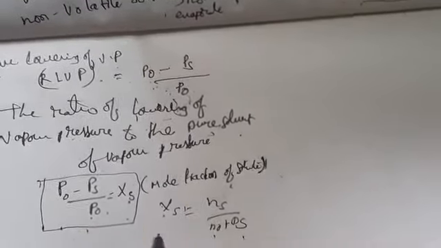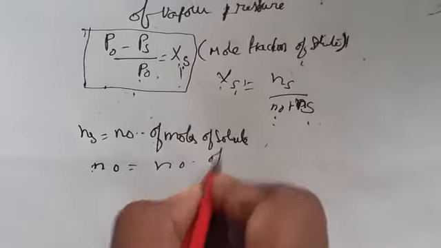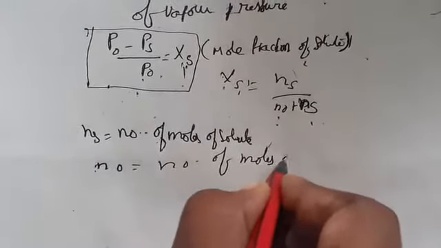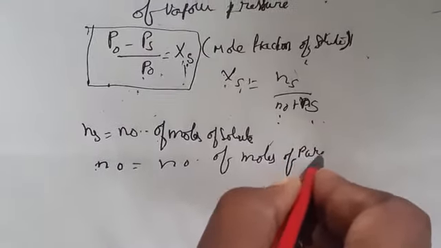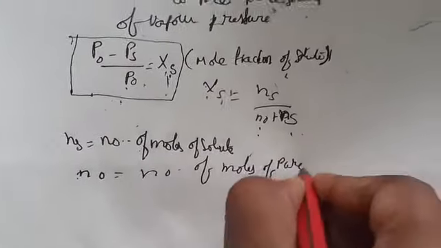NS indicates the number of moles of solute, and N0 is equal to the number of moles of pure solvent. Okay, so this is nothing but NS and N0. So now let us see Raoult's law.